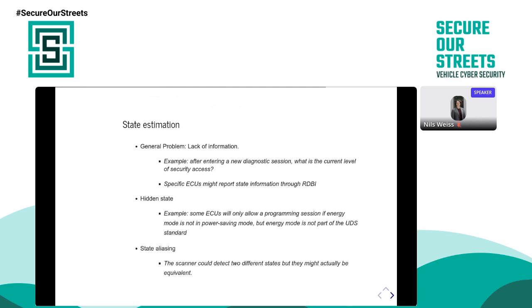An example is some ECUs only allow a programming session if energy mode is not in power saving mode, but energy mode is not part of the UDS standard, so it's a proprietary thing here. And this is hidden information or OEM specific information. Also state aliasing is a problem. So our scanner could detect 2 different states maybe by our definition, but actually in the ECU it might be the same equivalent, and therefore our graph gets more complex.